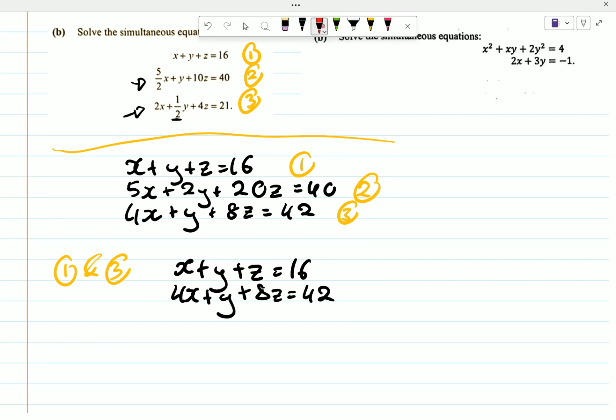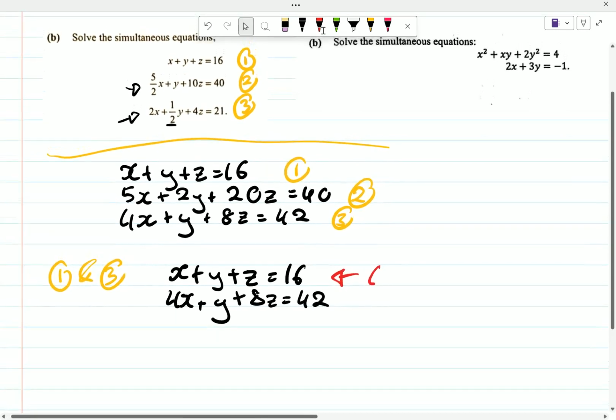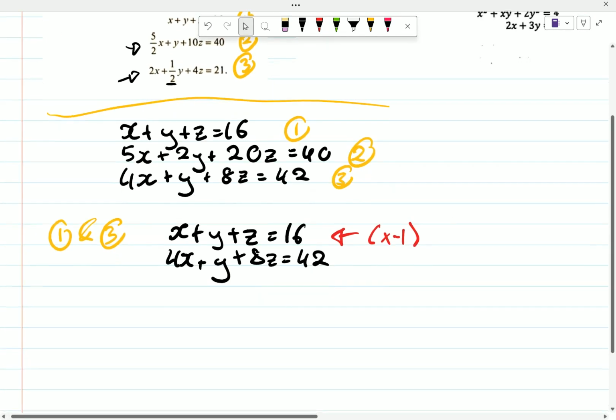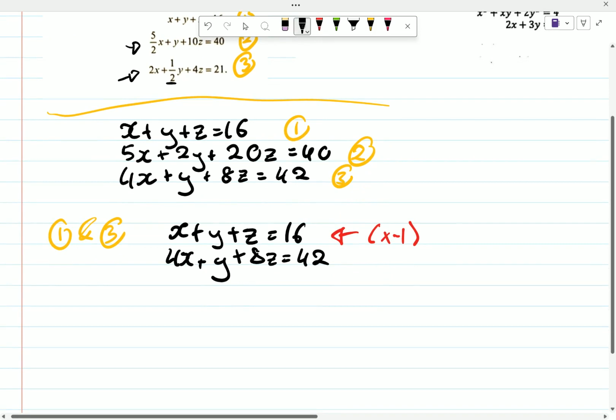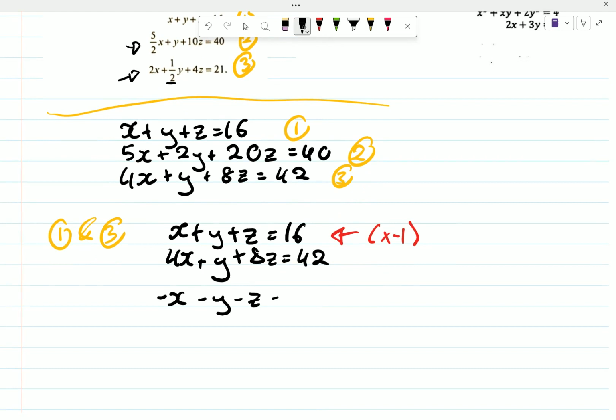Next thing you're going to want to do is make sure the signs are opposite. These are both pluses, but we want at least one of these to be a negative. So what we're going to do is multiply either one by minus 1. We'll just multiply the top one by minus 1 and rewrite them all. So this is minus x minus y minus z is equal to minus 16. And we can keep the bottom one the same, 4x plus y plus 8z equal to 42. And just keep everything straight. If this is 1, this is 3.